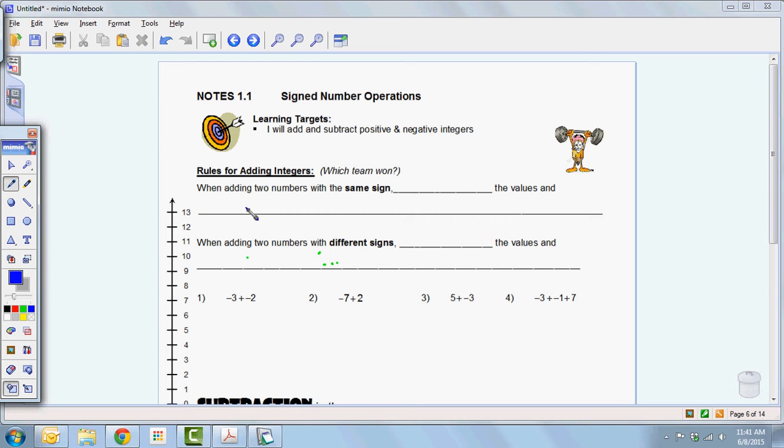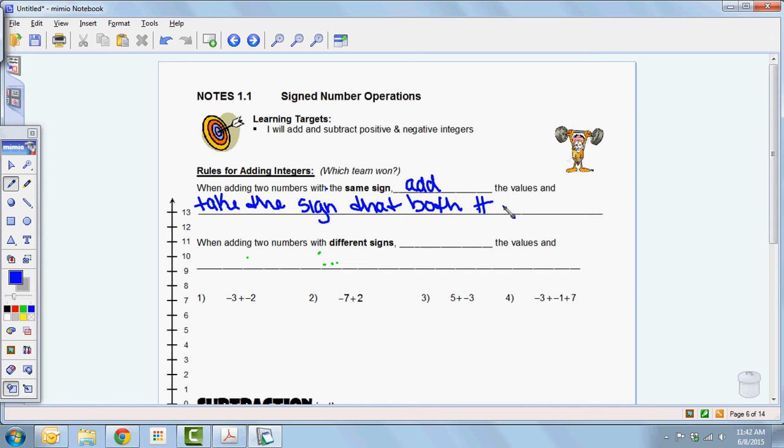The first one is when you're adding two numbers that have the exact same sign. So they're either both positive or both negative. The rule is that you can add those values together and you're going to take the sign that both the numbers have. So if they're both positive, your answer is going to be positive. And if they're both negative, then your answer is going to be negative. Okay, and we'll do some examples of that in a second.